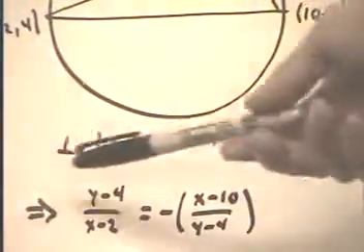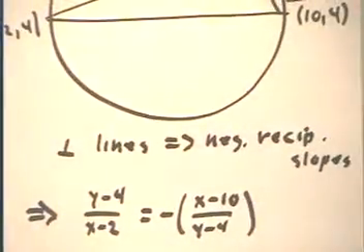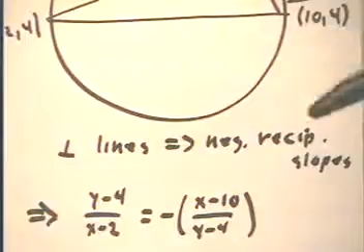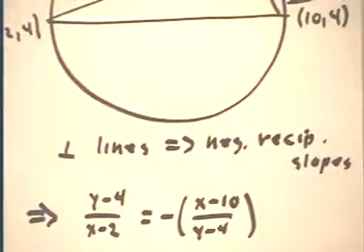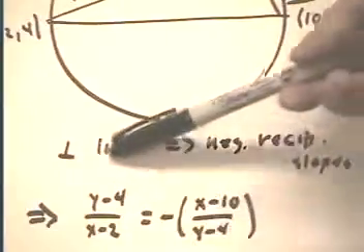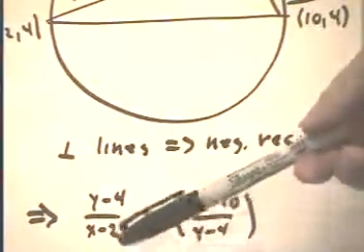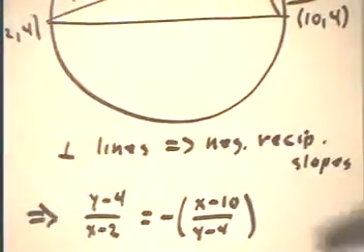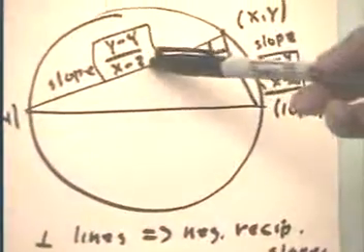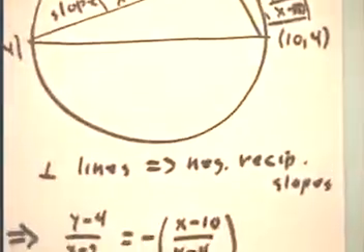Since perpendicular lines make negative reciprocal slopes, and the two segments that we had are perpendicular, since they're legs of a right triangle, we write down the slope of the first one, y minus 4 over x minus 2. I think I said x minus 3 up here because I was misreading it. That's a 2 and not a 3.